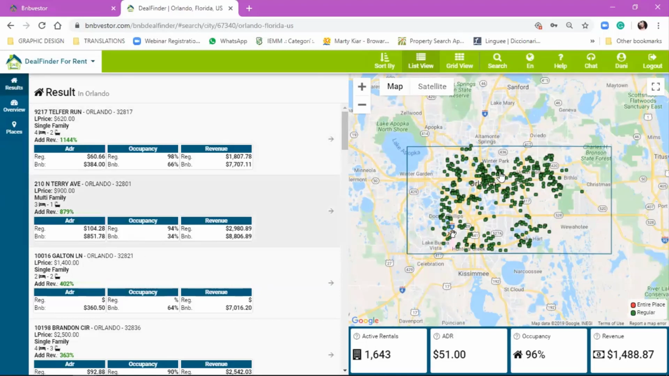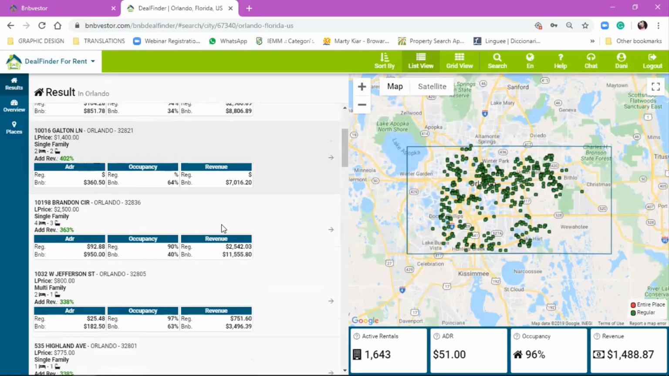Now, we can see that in Orlando, we have 1,643 active rentals with an average daily rate. Remember that when it's a regular rental, it's not going to pass, let's say, $60, $70. And of course, their occupancy is not going to be lower than 95%, because we're calculating a regular rental based on 30 days, since they actually sign a lease. Okay, so then we have a revenue of 1,488. Remember, regular rentals.